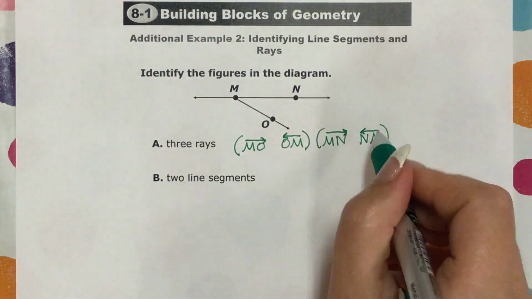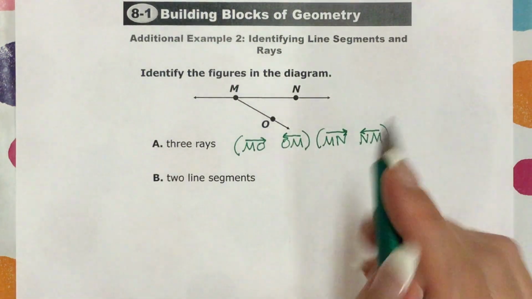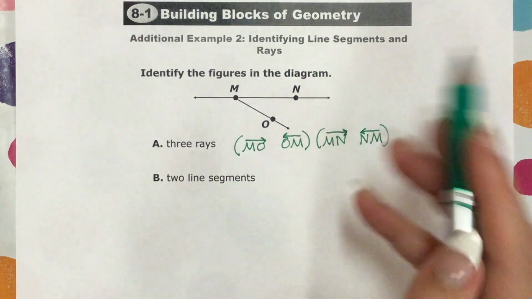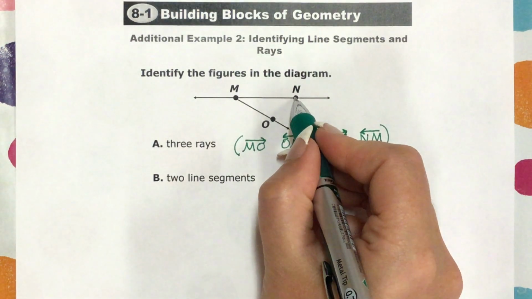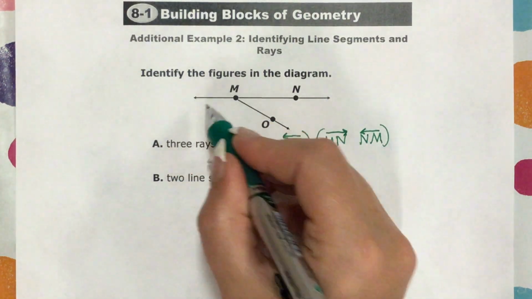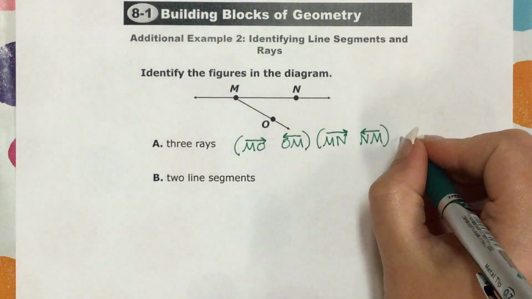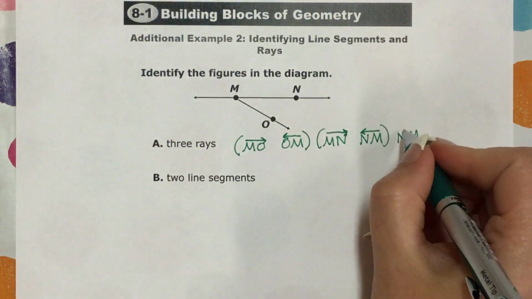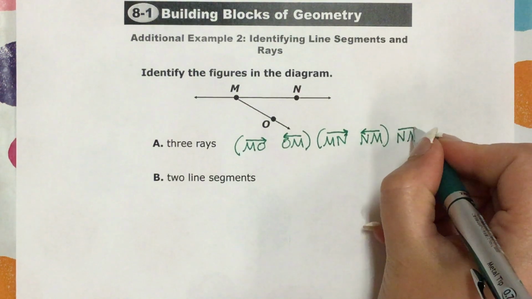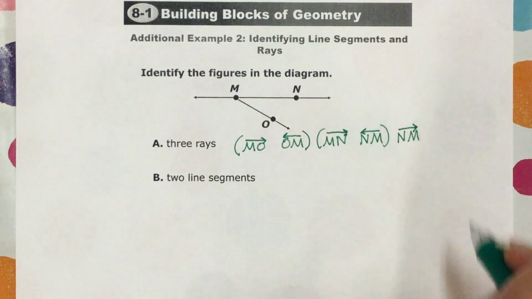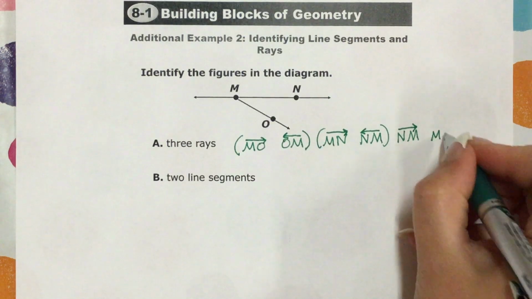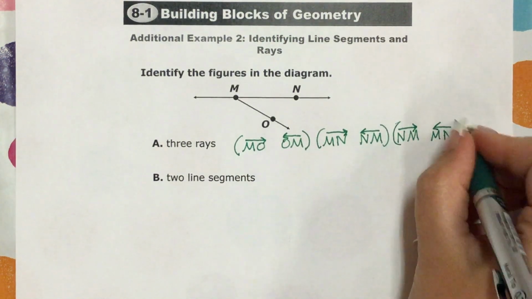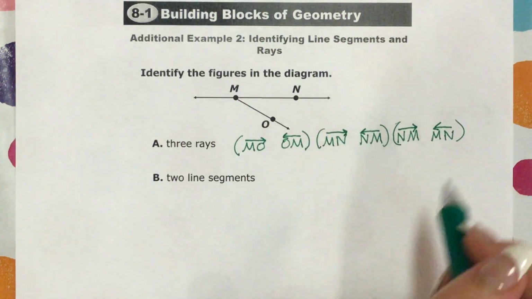So we have one ray, another ray, and then the last ray is if we were to call N the endpoint. So this is the endpoint, and then the ray goes forever and ever off in this direction. So we would call this one NM, but now we're putting the endpoint on top of N. So we could write it that way, or we could write it as MN with the endpoint on top of N. So there we have it, 1, 2, 3, okay?